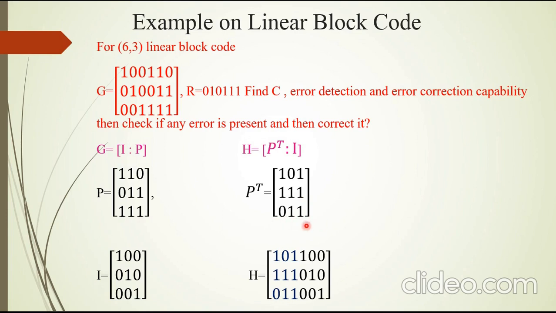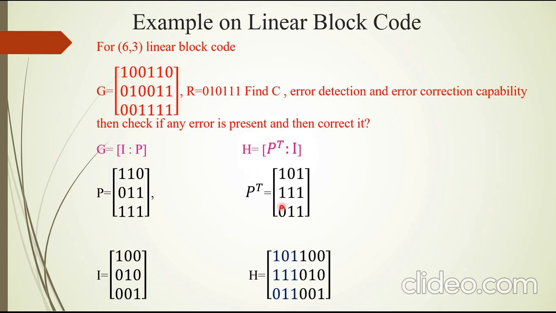And I would be 100, 010, 001, because it is a (6,3) linear block code. So here I would be 3 cross 3: 100, 010, 001. So H equal to P transpose I.